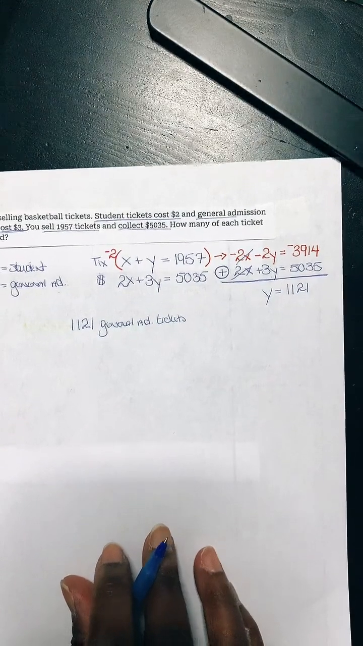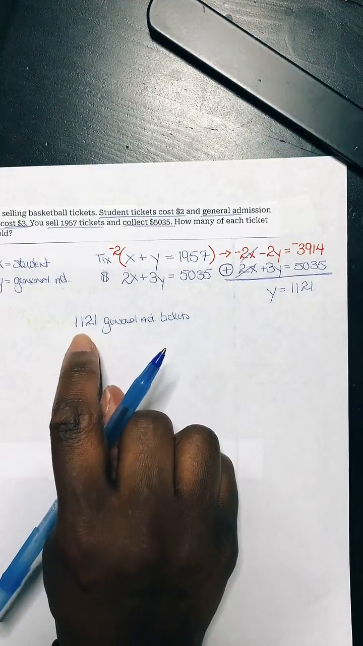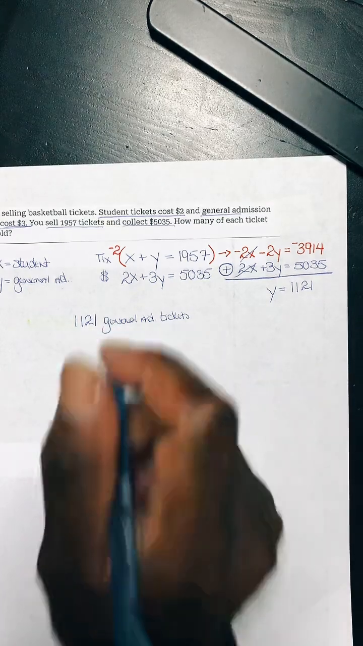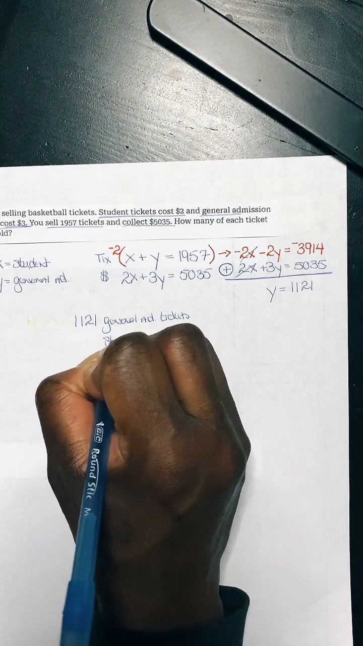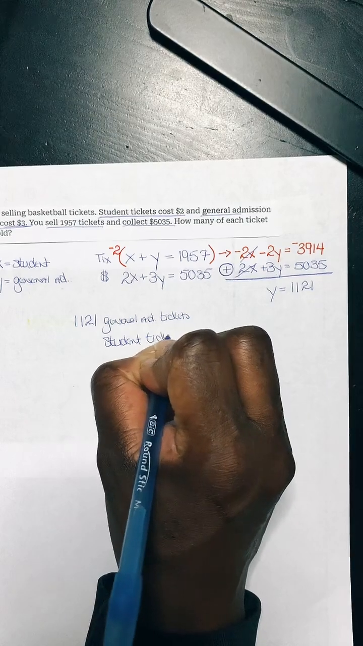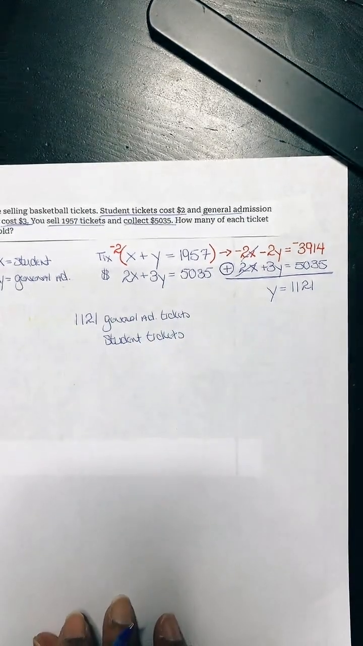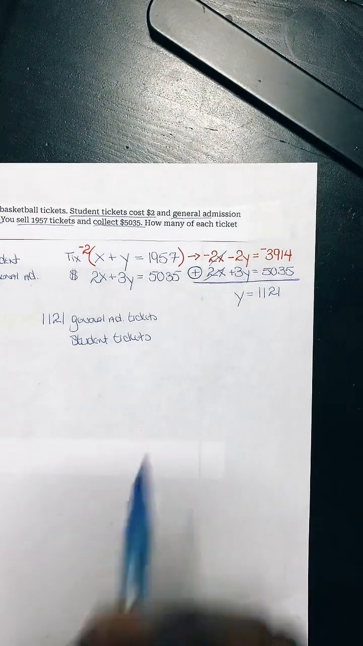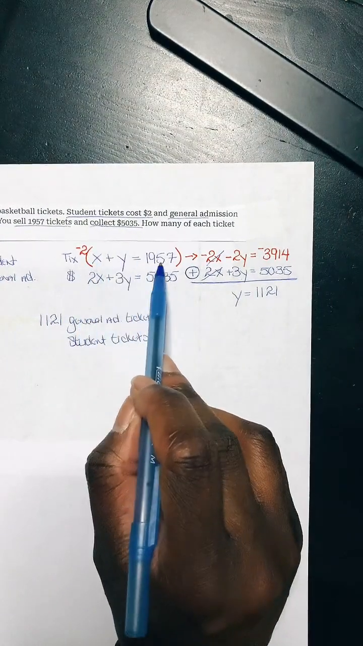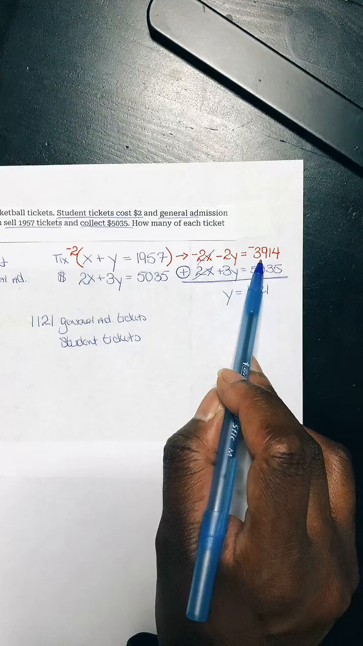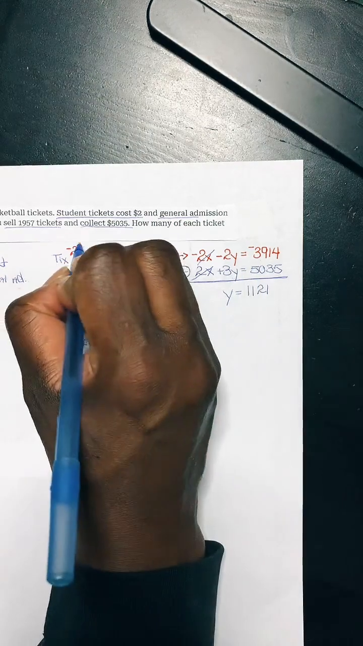Okay. So if we sold 1,121 general admission tickets, how many were student tickets? How will we find that? Where from? Oh, when I multiplied negative 2 times 1957, that's where the negative 3,914 came from. Okay, gotta do distributive property.